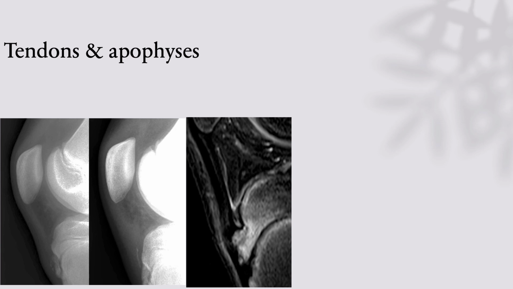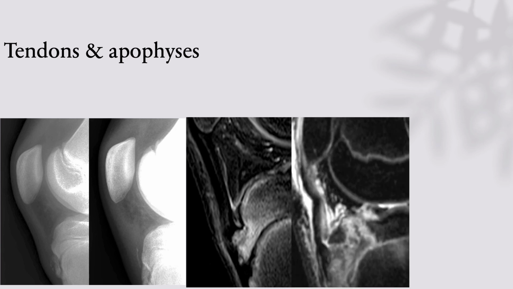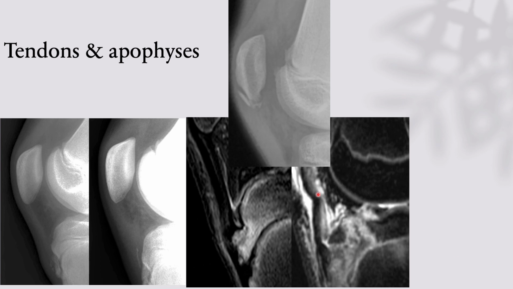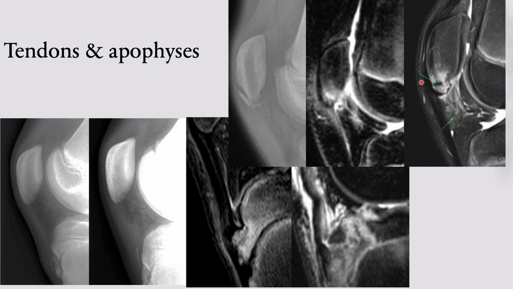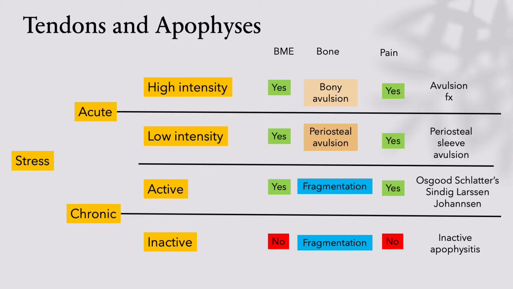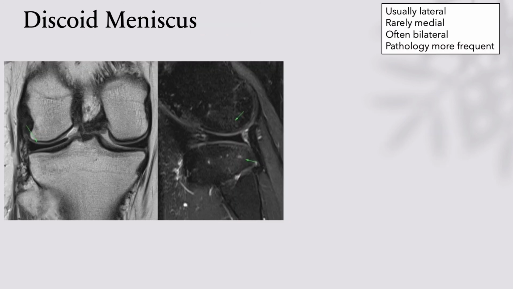So again, just to show you these things, here's the relatively normal radiograph. Here is the one which looks like obvious Osgood-Schlatter's, and here is the MRI to go with that. Here is osseous avulsion from the tibial tuberosity. And then here an example is a periosteal sleeve avulsion. Here's the MRI showing you the periosteal sleeve avulsion. And then here is somebody who does not have periosteal sleeve avulsion, but just bone marrow edema in Sinding-Larsen-Johansson syndrome. So this is sort of the summary and overview of how you're going to look at the tendons and apophyses.